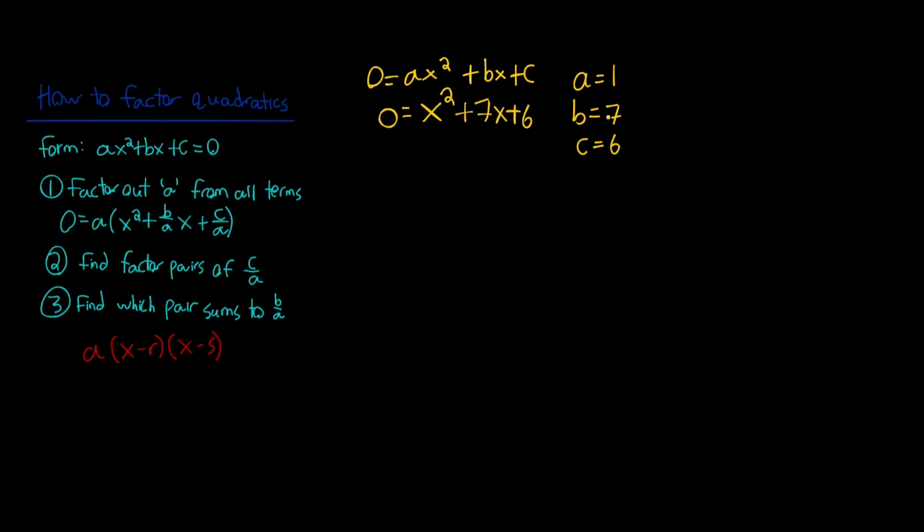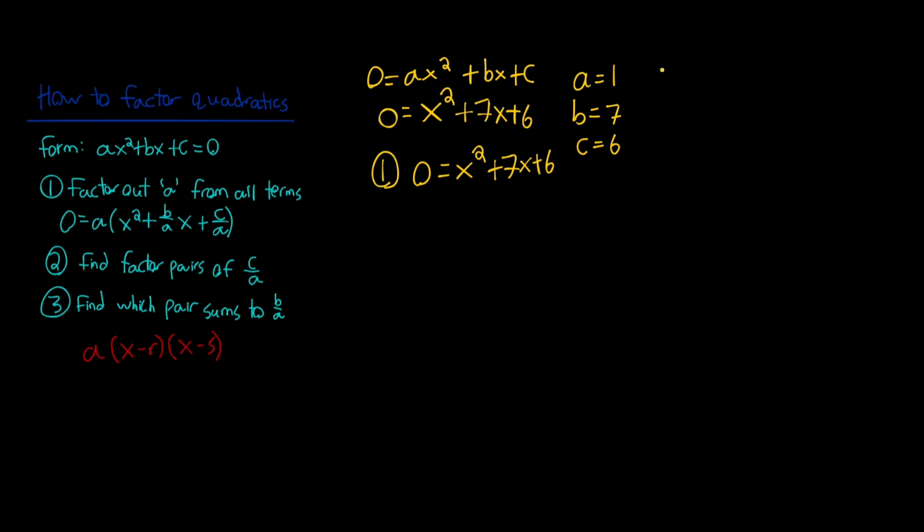So, the first step is going to be to factor out a. Because a is 1 here, we actually don't have anything to factor out, right? So at the end of step 1, we're just going to be left with 0 is equal to x squared plus 7x plus 6.